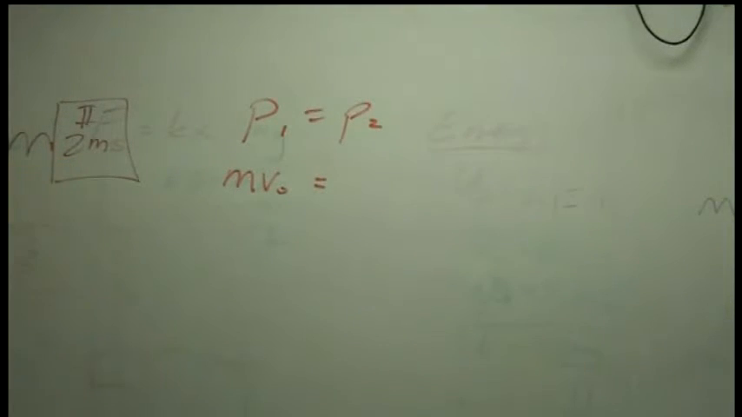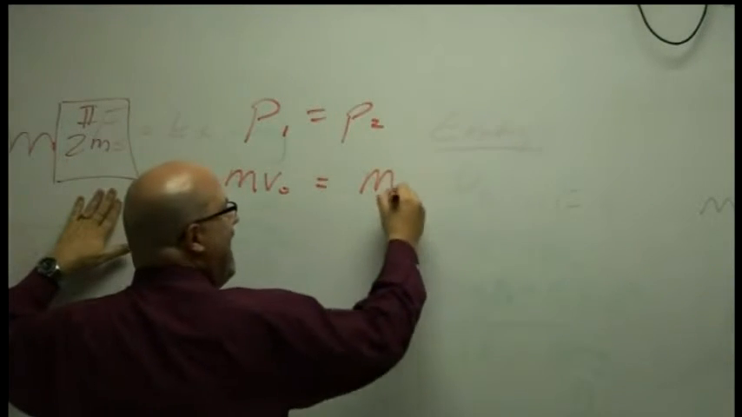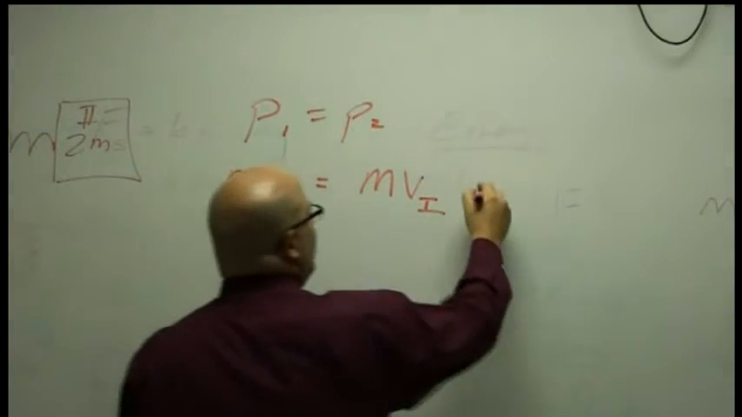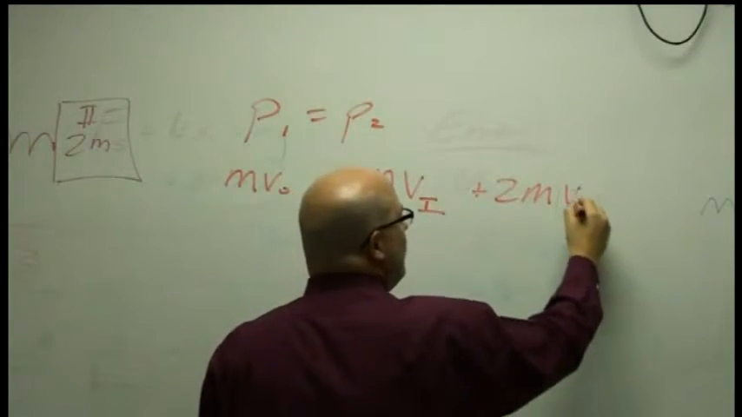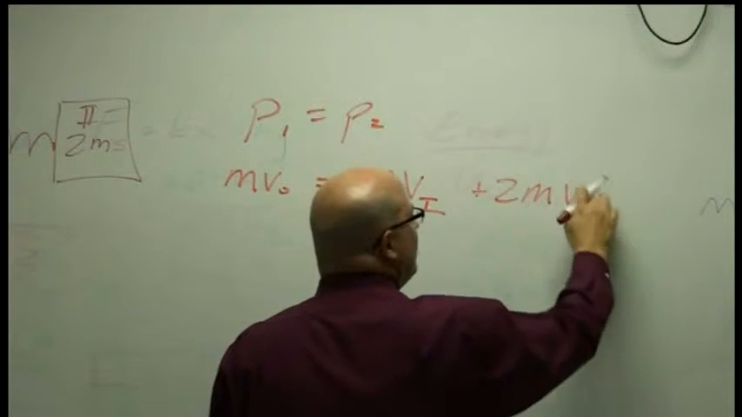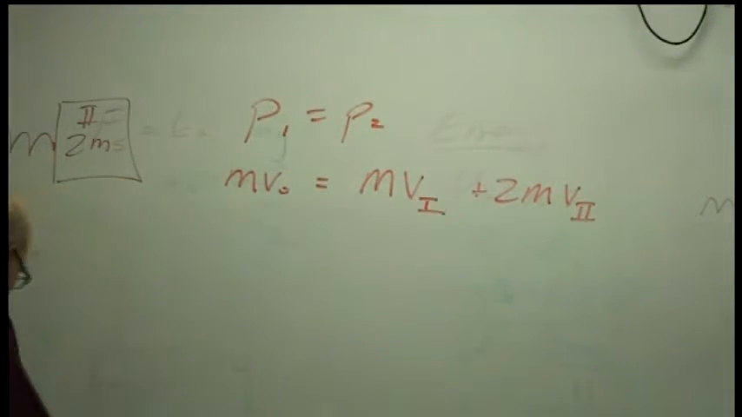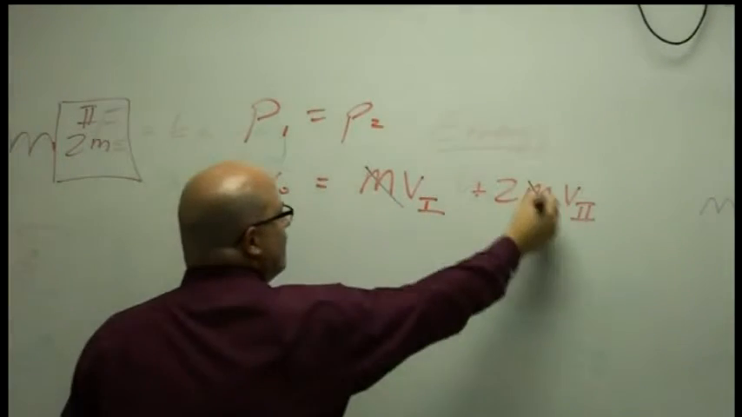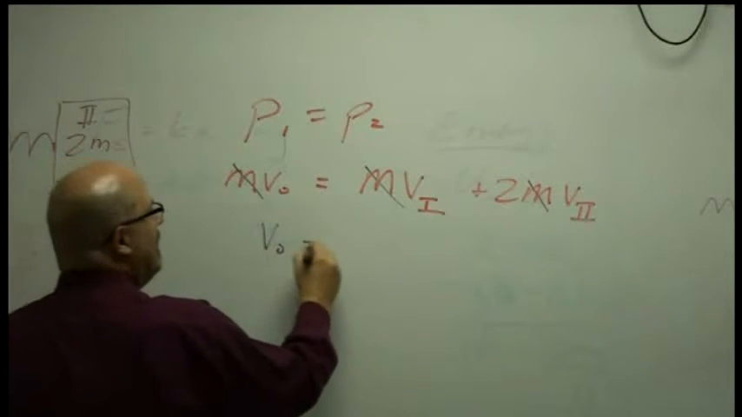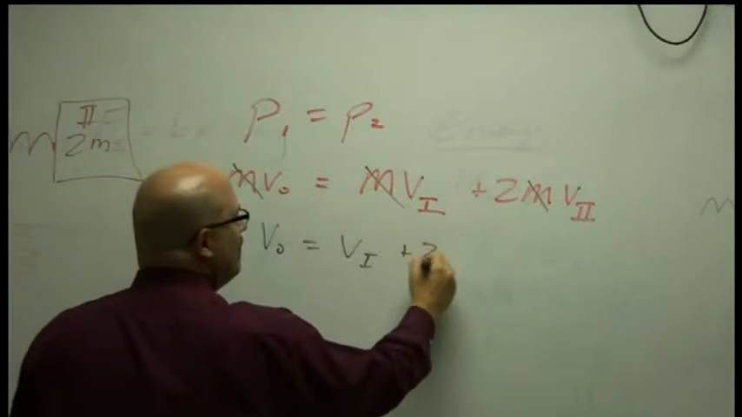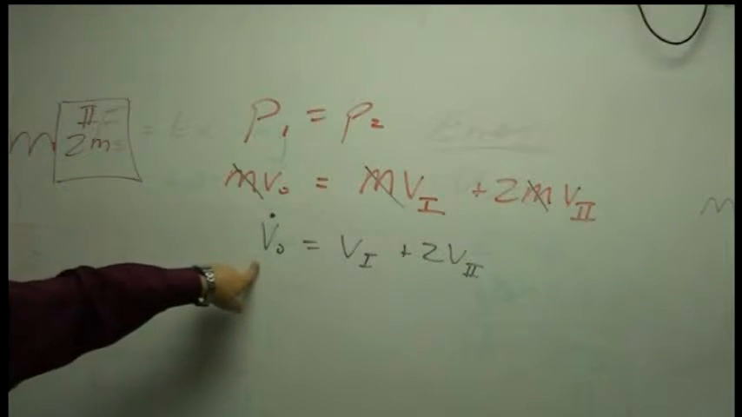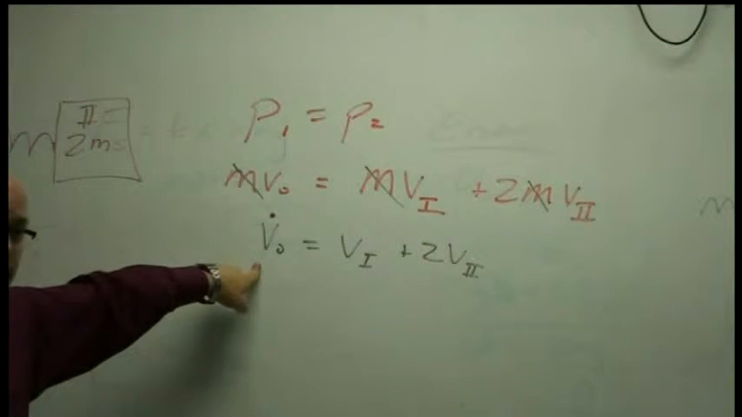How much momentum do we end with? I end up with mv1 after the collision plus 2m v2 after the collision because they're no longer connected. Now, this is a beautiful equation. We can cancel these, right? So we have v naught equals v1 plus 2v2. Unfortunately, that's the only one I know. So I need another equation.